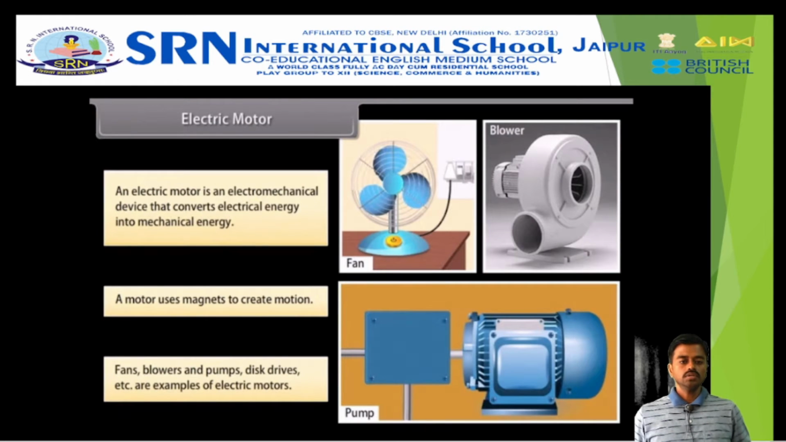Now let's talk about the electric motor. An electric motor is an electromechanical device that converts electrical energy into mechanical energy. A motor uses a magnet to create motion. Fans, blowers, pumps, disc drives, etc. are examples of electric motors. The picture shows you different devices like fan, blower and pump. Every device needs rotation, and for rotation we require a motor. Motor converts electrical energy into mechanical energy, and that mechanical energy gives the rotation, and that is the principle of the working of these devices.